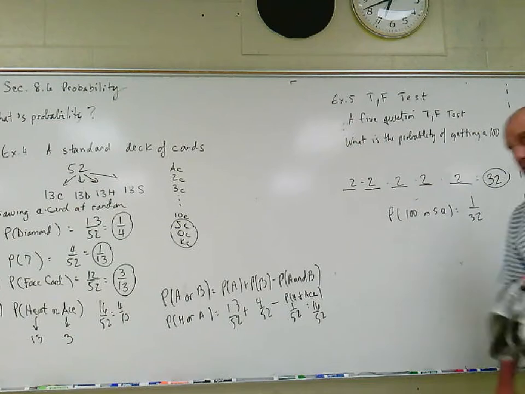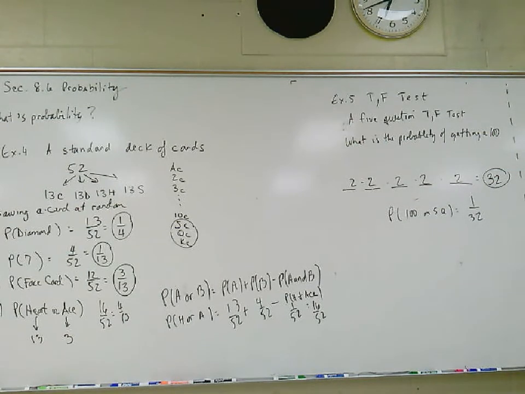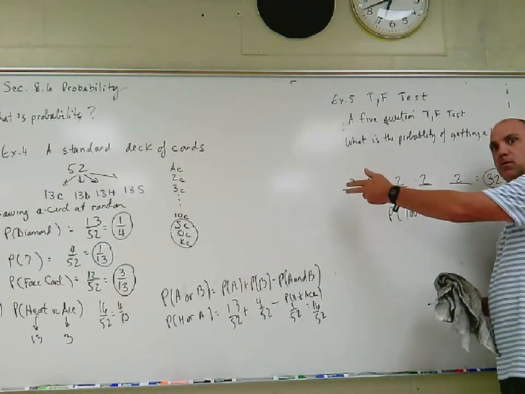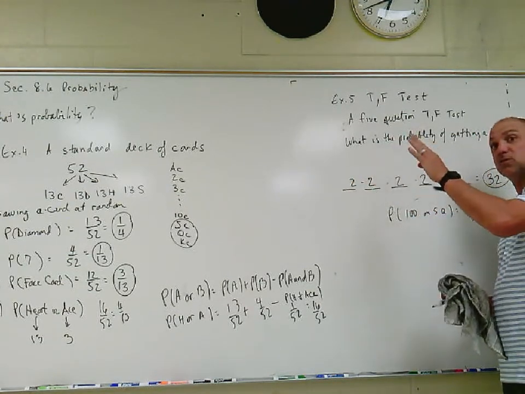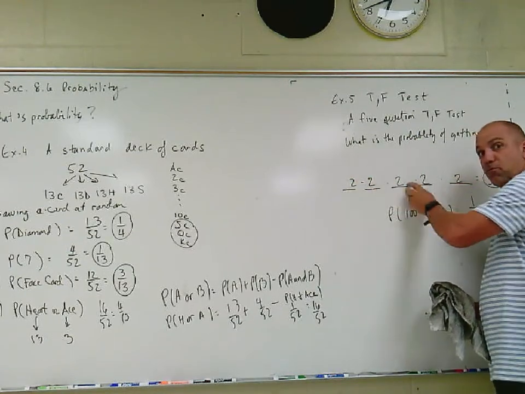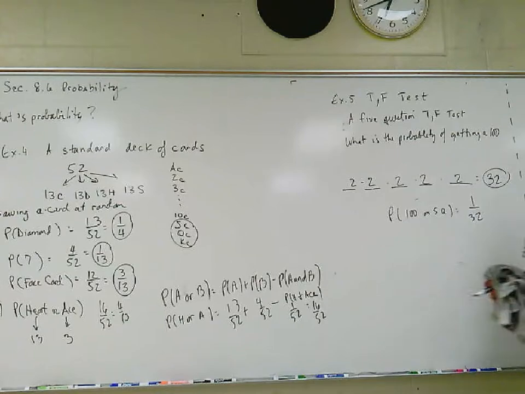So what would be different if I had a 4-question multiple choice? You wouldn't put 2, 2, 2, 2. I'm sorry, if I had 4 responses on multiple choice, it wouldn't be 2. It would be 4, 4, 4, however many you have.